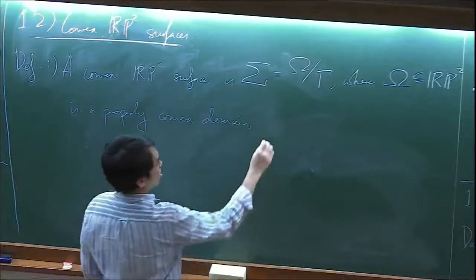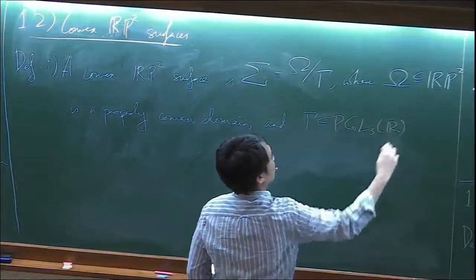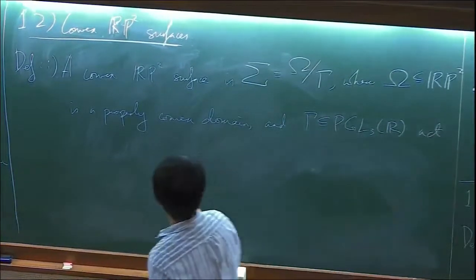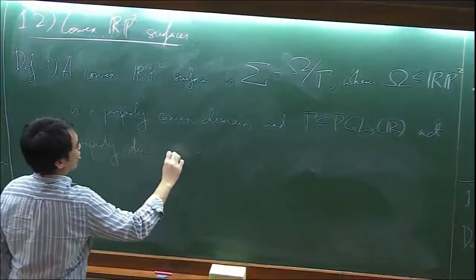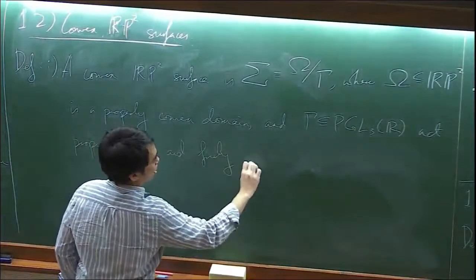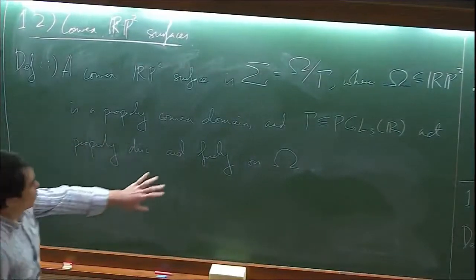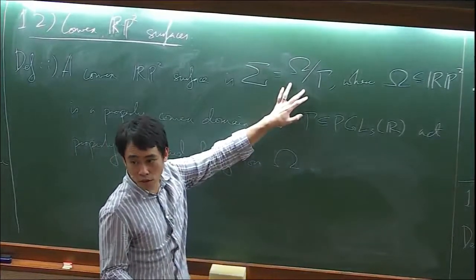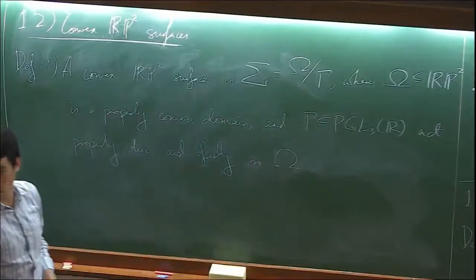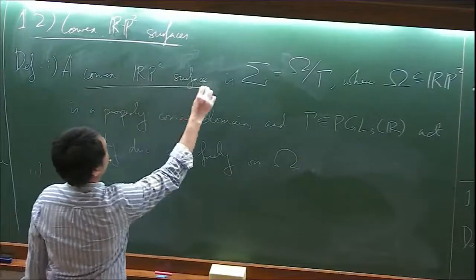Okay, and gamma is a group of projective transformations that act properly discontinuously and freely on omega. Okay, so if you don't have this free condition, then this guy here has a structure of orbifold. You might have some singular points. So to make it a surface, I just impose this freeness condition. Okay, so this is a convex RP2 surface.